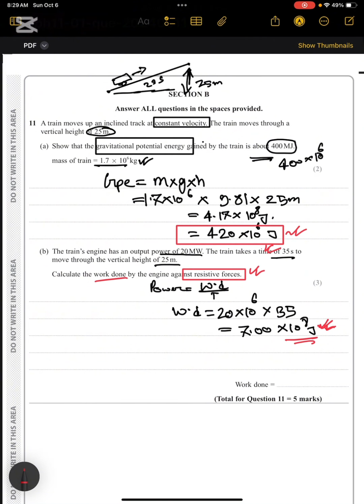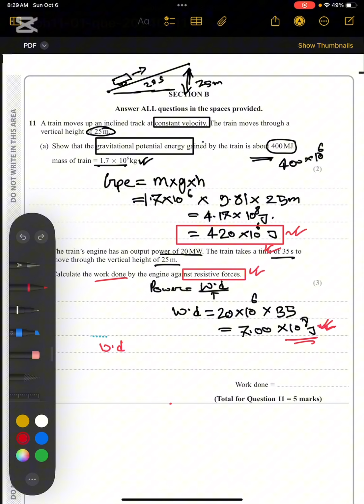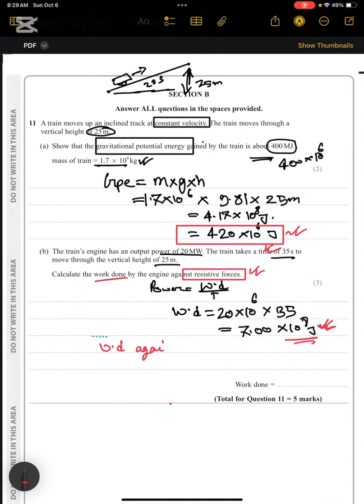So let's find it. Work done against resistive forces will be equal to 7 into 10 to the power 8 minus 420 into 10 to the power 6. The answer will be 2.83 into 10 to the power 8.